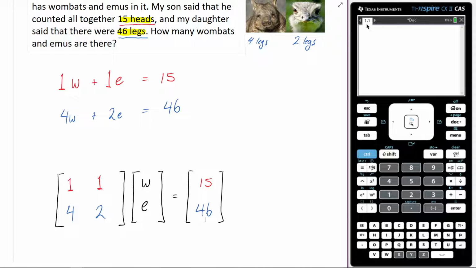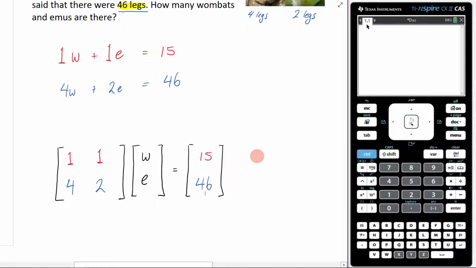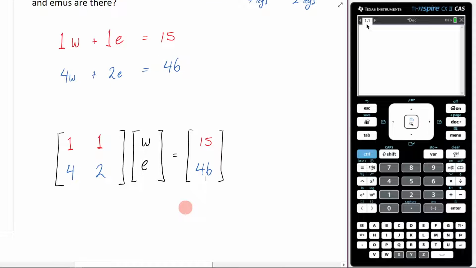Now, if you're thinking to yourself, how exactly does this work? Well, this is where you've got to think about matrix multiplication for a second. So let's think about it. Remember, this right here is telling me I'm taking this row and I'm multiplying it with this column, right? That's what it's saying. So if I was to do that, that means I'm going 1 times W, which is 1W, plus 1 times E, 1E.